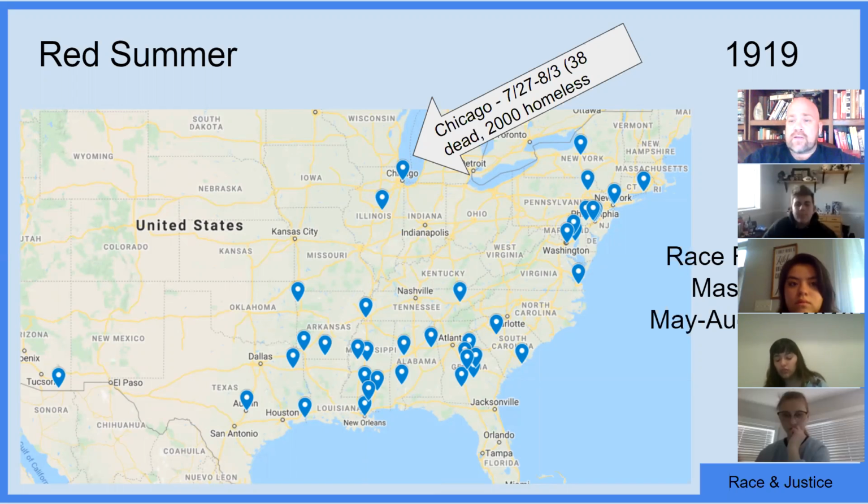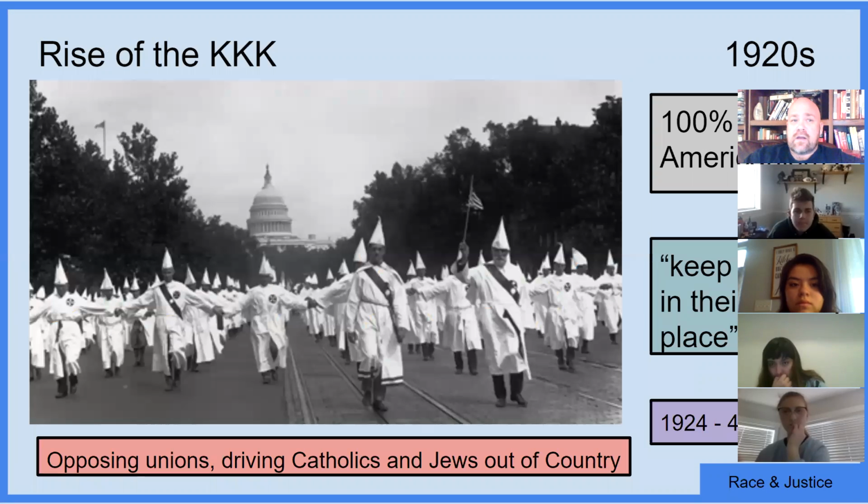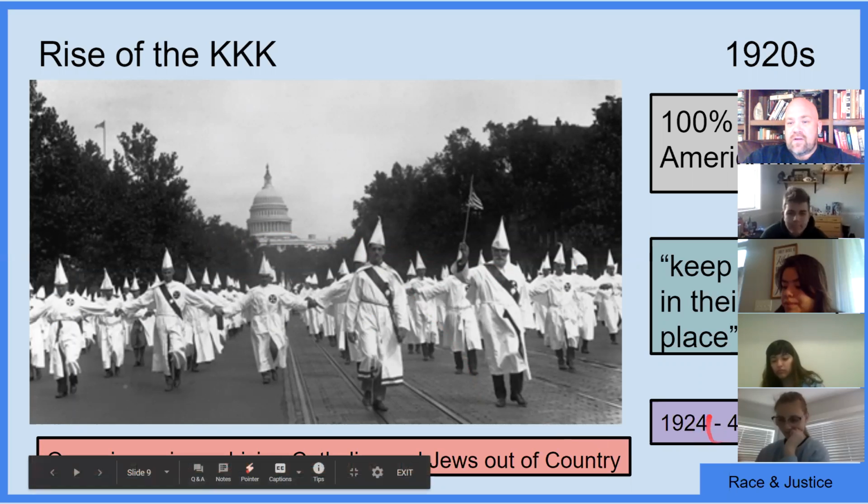The other part of that is that the KKK is going to rise up again, but this time the KKK is across the entire country. The KKK is going to start doing demonstrations in New York, in Boston, in Philadelphia. Here's a picture of the KKK having a parade in Washington, D.C. They're no longer just hiding in the backwoods of Alabama and Mississippi. They're now marching through the cities of the North as well. And look at these numbers here. The KKK reaches 4 million people.